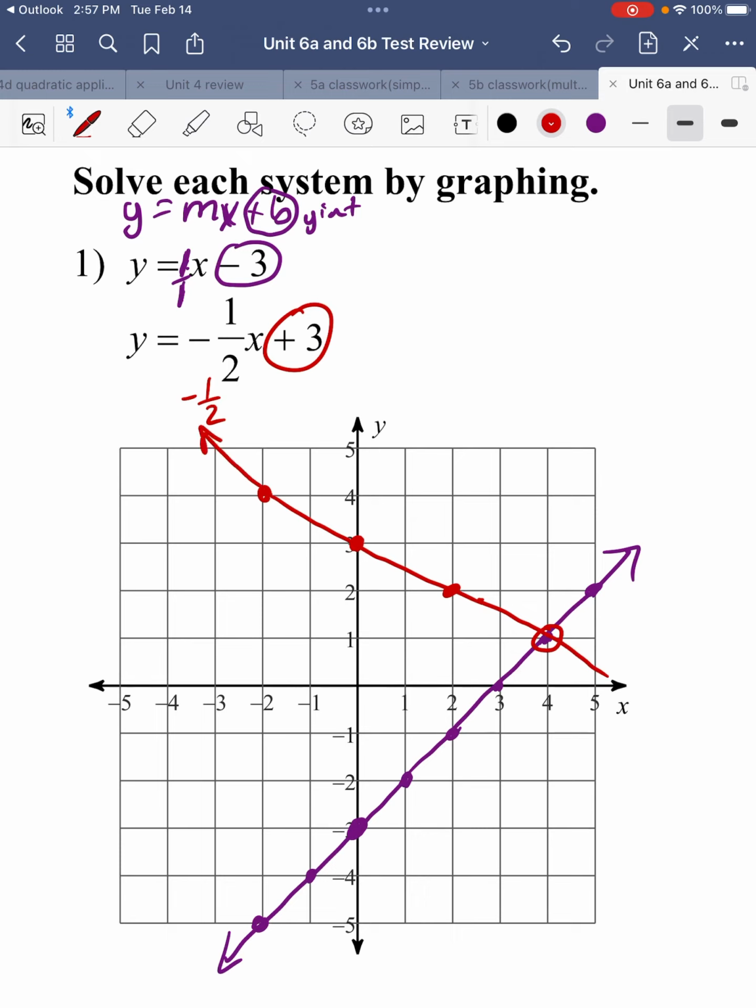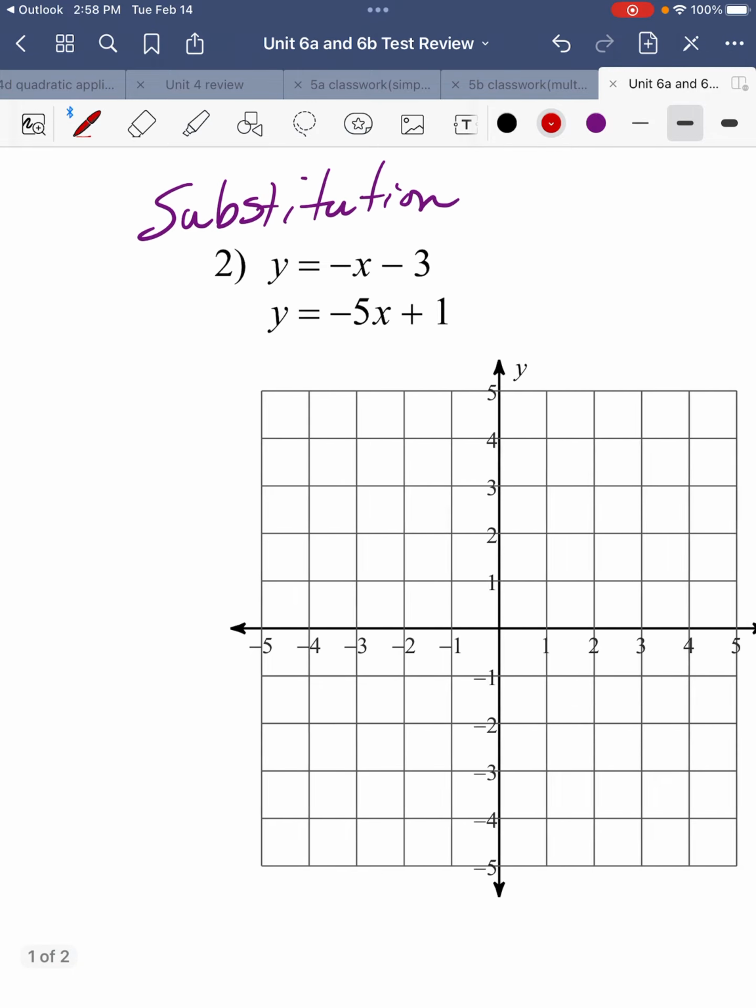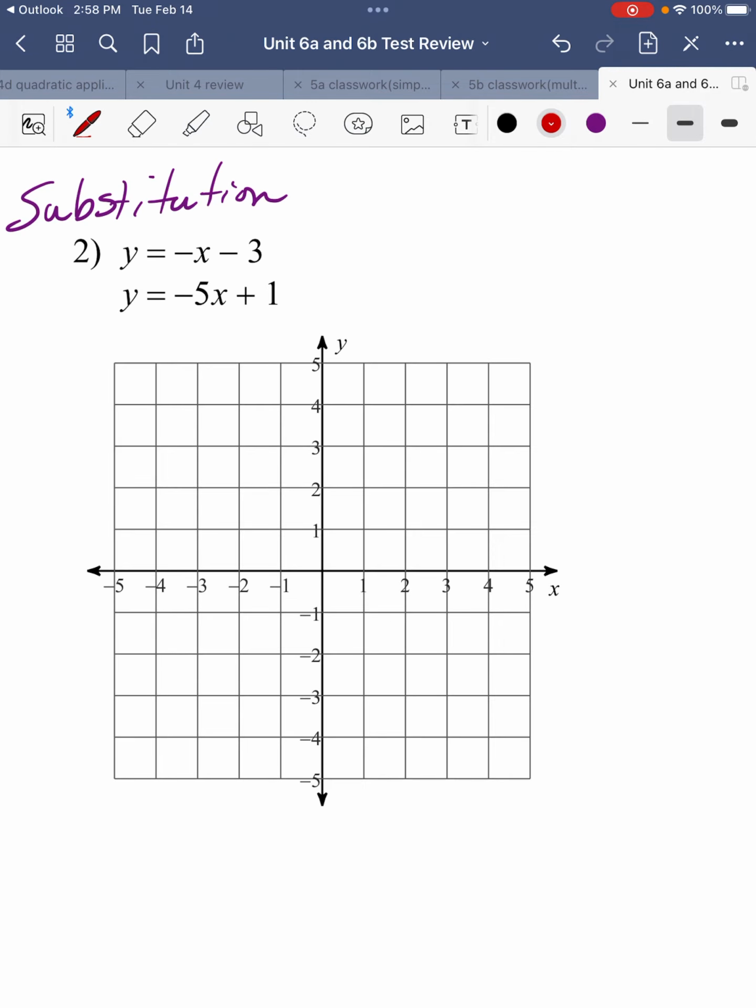And there's our solution, where that's going to intersect with both equations. And that is 4 to the right, x is 4, the y is 1. So 4, 1 is my solution. All right, number 2, with substitution.